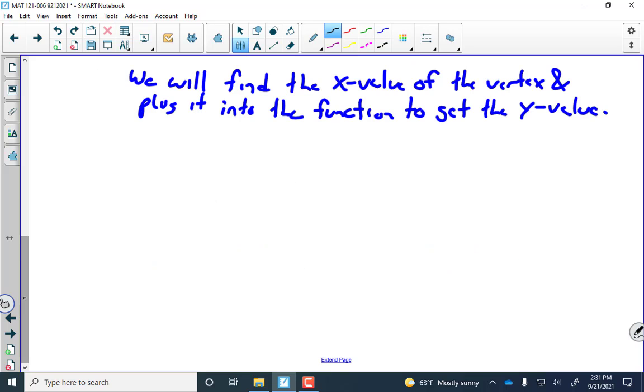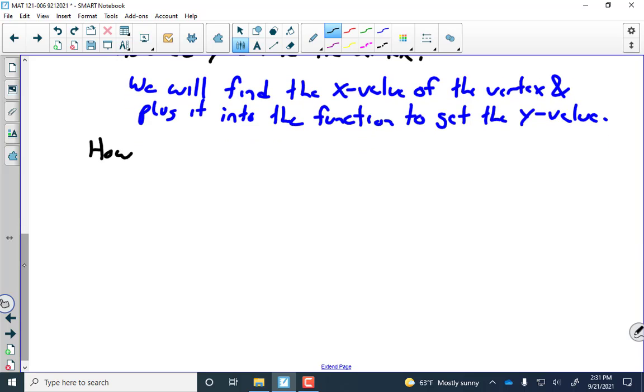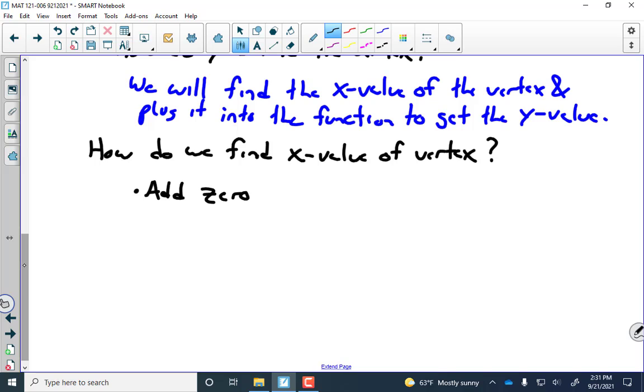So, how do we find the x value? Well, we have a couple ways. One way you can do it is if you've already found your zeros, and it doesn't actually matter if they're real or imaginary. If you've already found your zeros, you can add them together and divide by 2. And that will actually tell you the x value of your vertex. So if you've already found your zeros, that's not a bad technique.